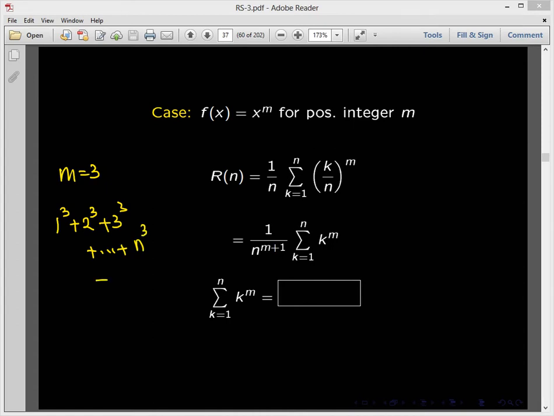And I think that was n plus 1 divided by 2. That's the sum of the first power, but it was squared or something. But what if m is 4? What if m is 5? Is there a systematic way to do that? Probably somebody must have done that. It seems like a natural problem.